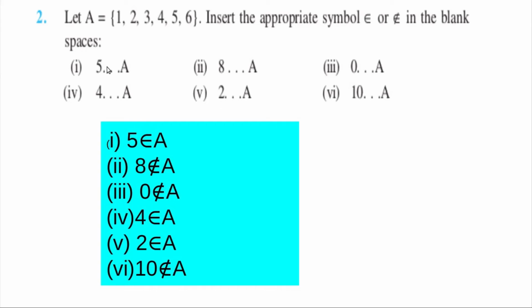First of all, we know that the elements are 1, 2, 3, 4, 5, 6. Therefore, we can write 5 element of A. 8 is not in this collection. Therefore, 8 is not an element of A. 0 is not in this collection. Therefore, 0 is not an element of A. 4 is in this collection. Therefore, 4 element of A. Then 5. Then 2. 2 is in this collection, therefore we can write 2 element of A. Then 10 is not in this collection, therefore 10 is not an element of A.